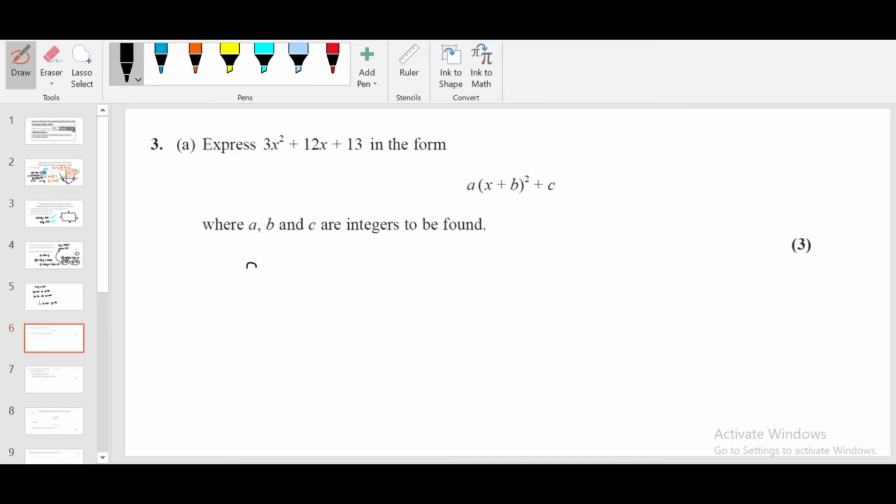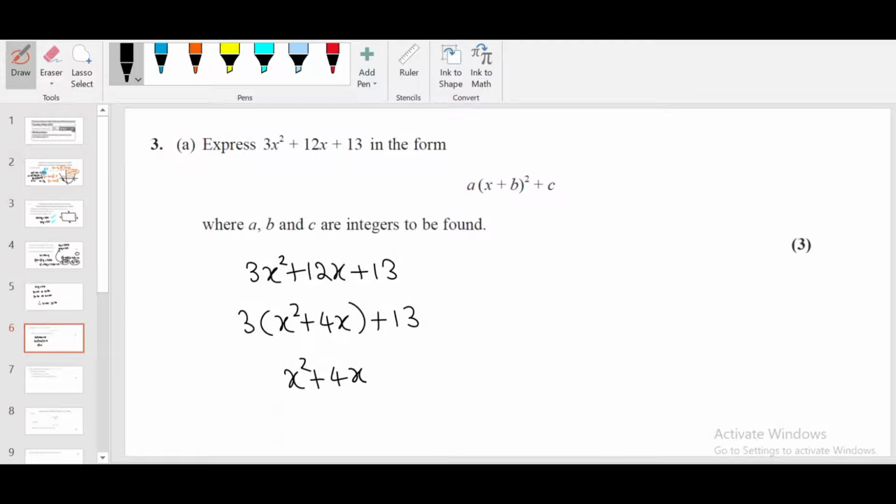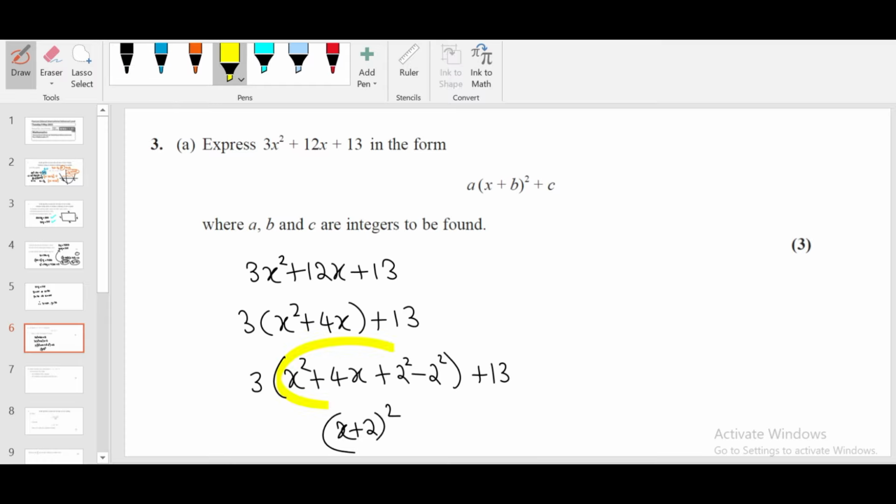We have 3x square plus 12x plus 13. You can take 3 out from the first 2 terms, x square plus 4x. And then take the coefficient of x, which is 4. Take half of 4, which is 2. You need to put plus 2 square minus 2 square. If you are wondering what I'm doing here, that's the completing the square method. So you can write it as x plus 2 whole square by combining the first 3 terms. And then you have minus 2 square, which is minus 4, and a 3 outside, plus 13.